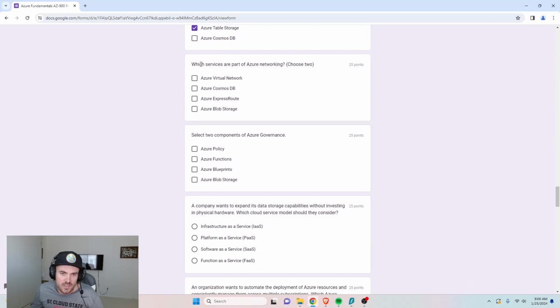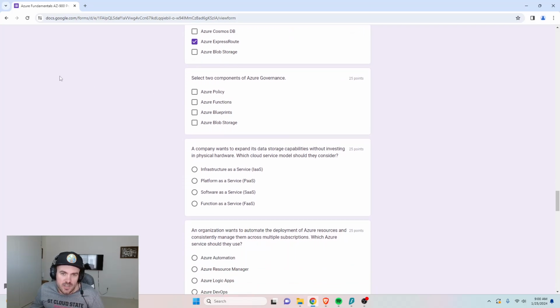All right, which services are part of Azure networking? Azure Virtual Network, that's the key component of it there. Cosmos DB, like we just said, is database, not necessarily networking. And then blob storage is going to be storage, again, not networking. So ExpressRoute is definitely a part of networking. That's how you basically have a direct physical connection to your Azure cloud from your on-premises resources, or data centers, whatever.